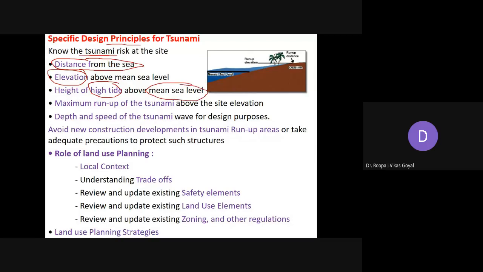So what is the probable high tide that can be generated? That should be known to you, so accordingly you can design your house. Okay. Maximum run-up of the tsunami.